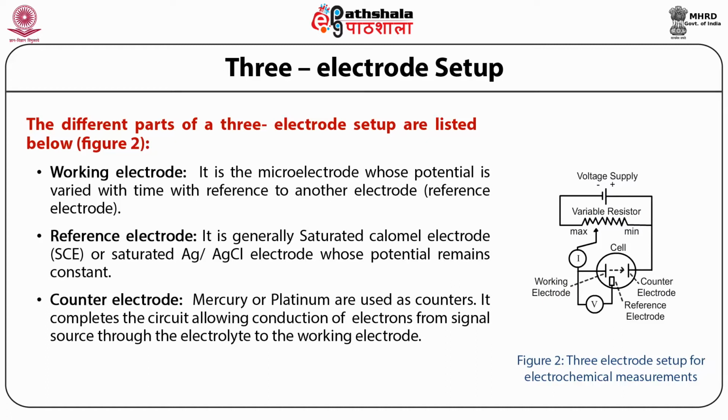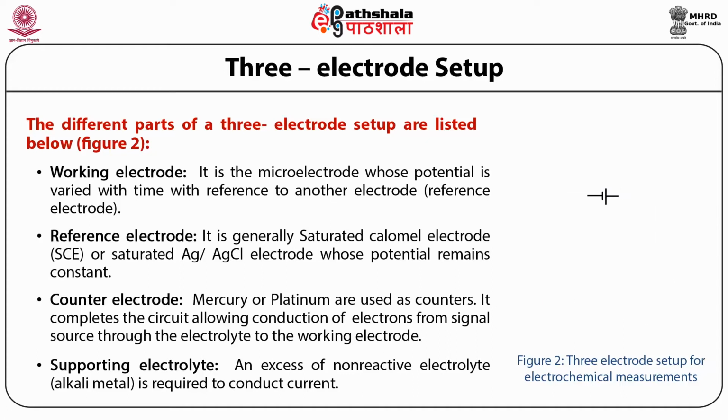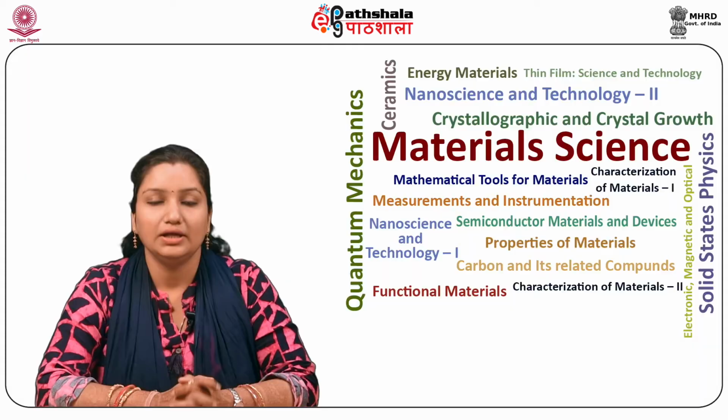The fourth part is the supporting electrolyte. An excess of non-reactive electrolyte or alkali metal is required to conduct the current. So this non-reactive electrolyte is the supporting electrolyte. So in figure 2 you can see the 3-electrode setup for electrochemical measurements, in which we can see the above 4 mentioned parts along with the voltage supply, variable resistor and the cell.